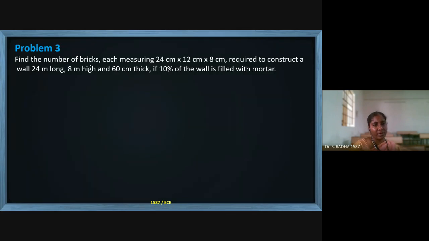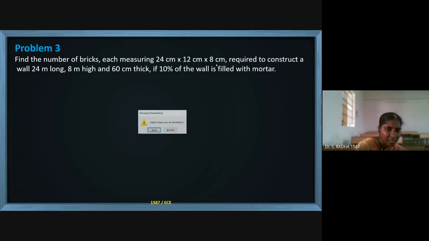Find the number of bricks, each measuring 24 centimeter, 12 centimeter, 8 centimeter.